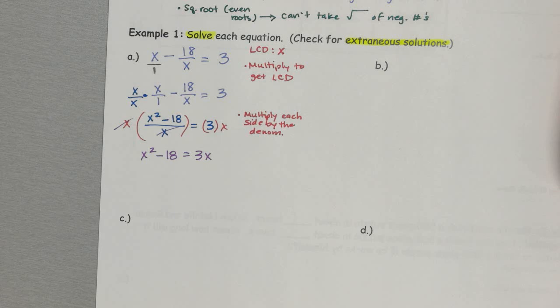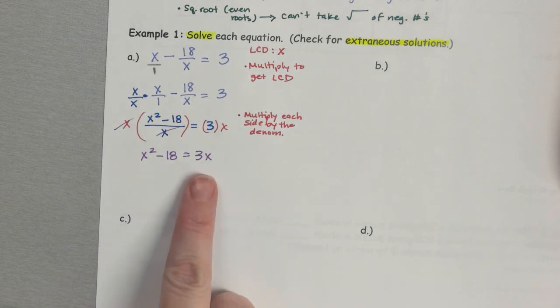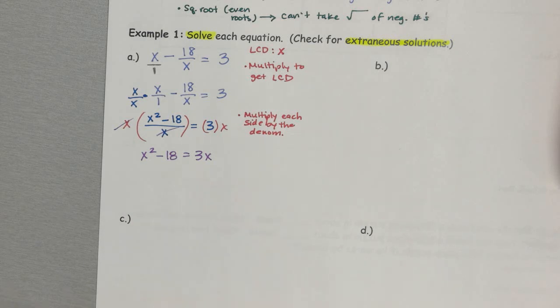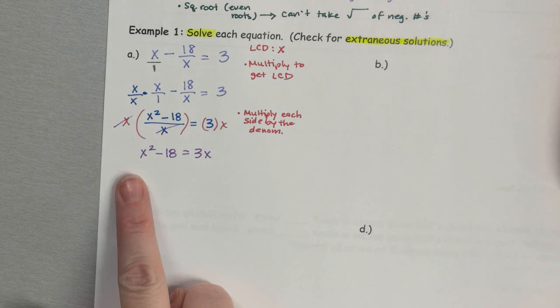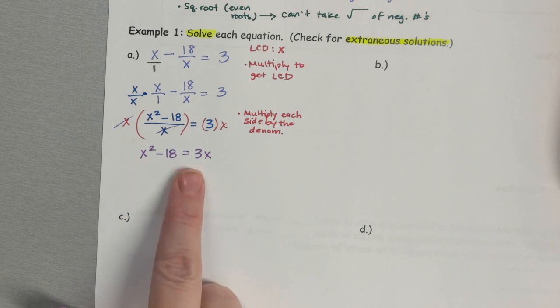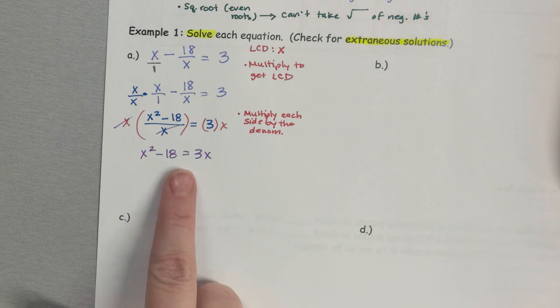All right, and then you have x squared, negative 18, and 3x. So what are we going to have to do to solve this? This one you don't want to divide, because you have the x and the x squared, and that would eliminate one of your solutions. But if you have x squared and x, what could we do? No? That would make it bigger.